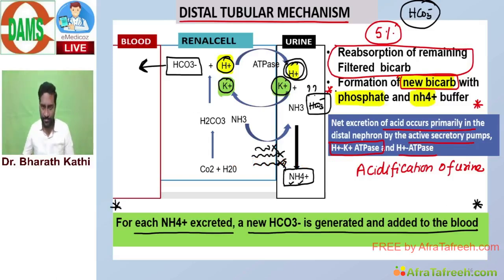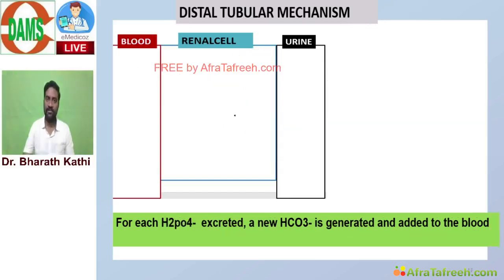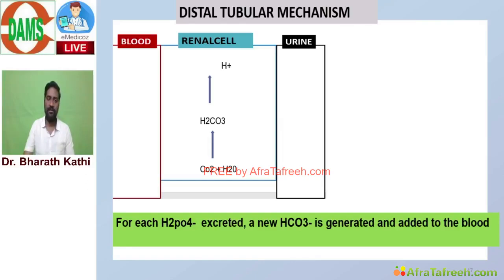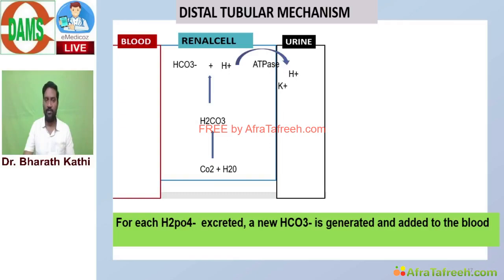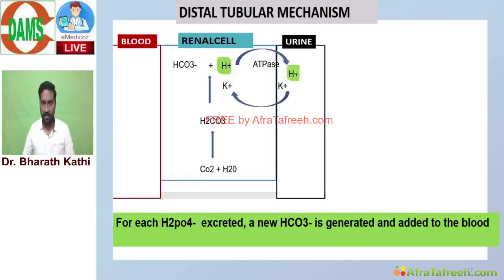Now let us see how it happens with respect to the phosphate buffer. The steps are similar, except one change. See here. CO2 plus H2O gives rise to H2CO3, that gives rise to H plus and HCO3 minus. Now this H plus, with the help of H plus K plus ATPase, is going into the urine. This was the common thing.